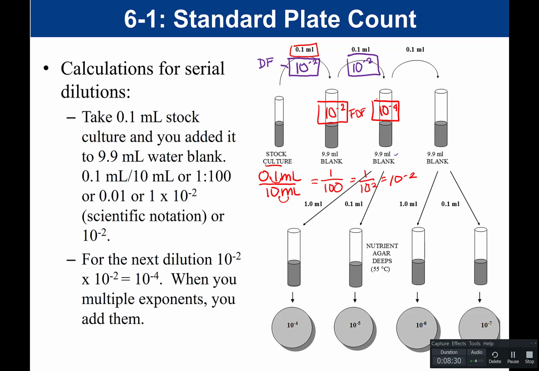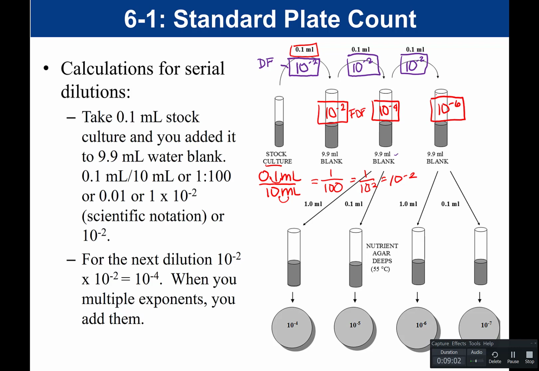So now I have a tube that is diluted 10 to the negative 4, and I'm going to dilute it 10 to the negative 2 more. So I'm going to dilute it 10 to the negative 2 more, but I'm starting with a dilution that's 10 to the negative 4. So in that next tube, it's going to be 10 to the negative 6. So that is going to be your final dilution in that tube.